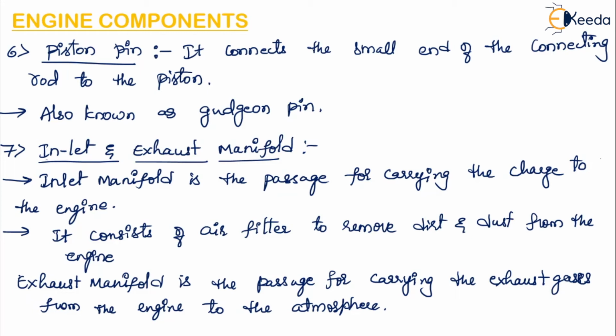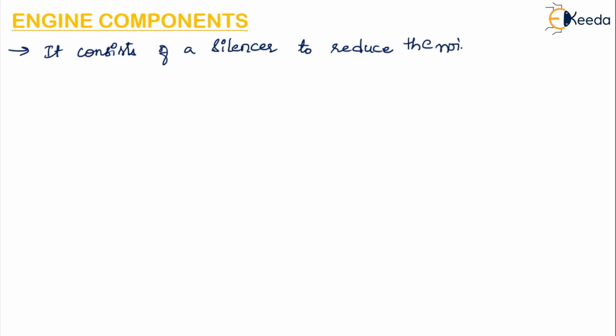This exhaust manifold consists of a silencer so as to reduce the noise of the exhaust gases to a tolerable level. Why is the silencer provided? As the name indicates, it will reduce the noise of the exhaust gases to a tolerable level.